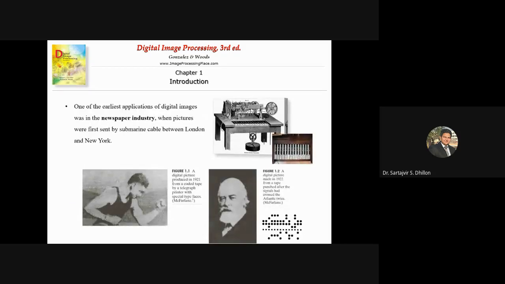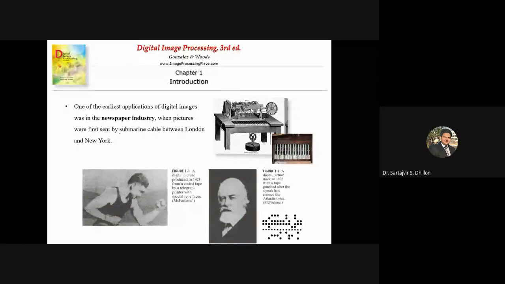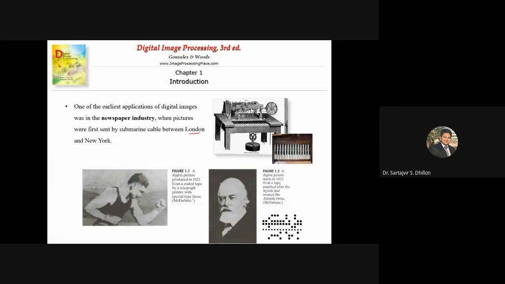Let us start with some brief history of digital image processing. One of the earliest applications of a digital image was in the newspaper industry. When pictures were sent by submarine cable between London and New York, this was the first transmission that occurred between London and New York.